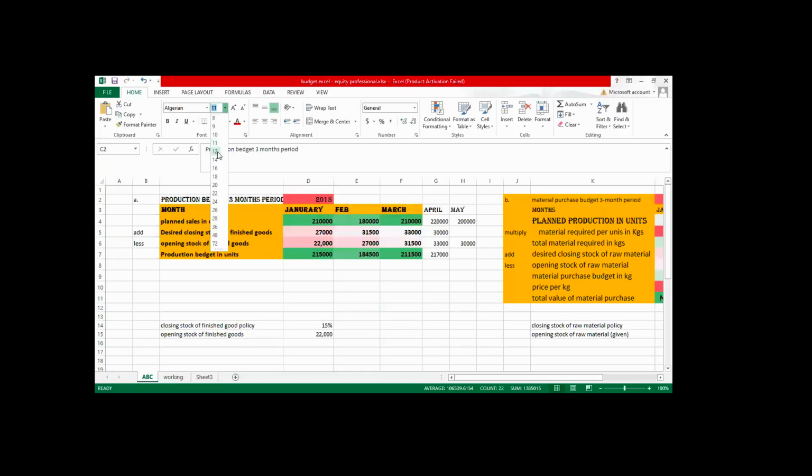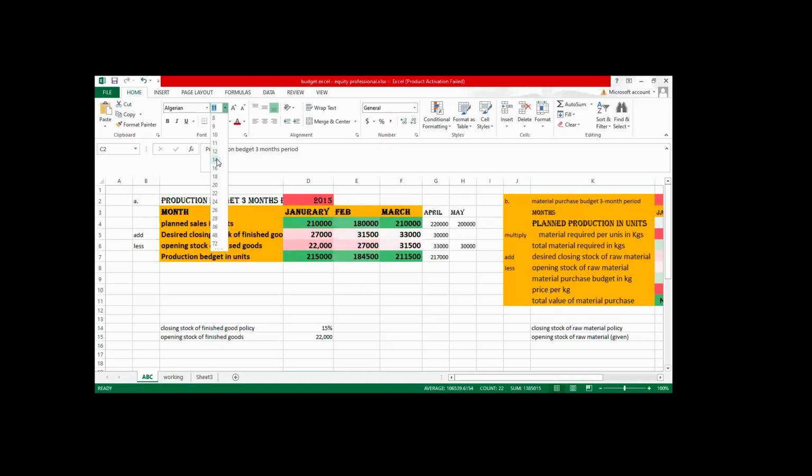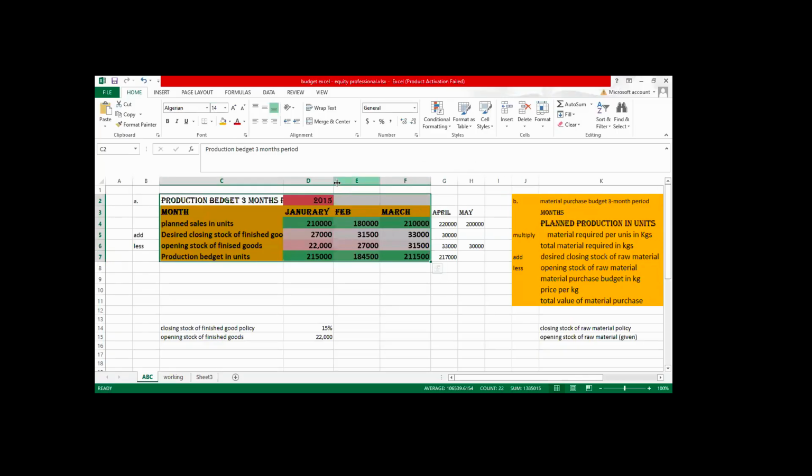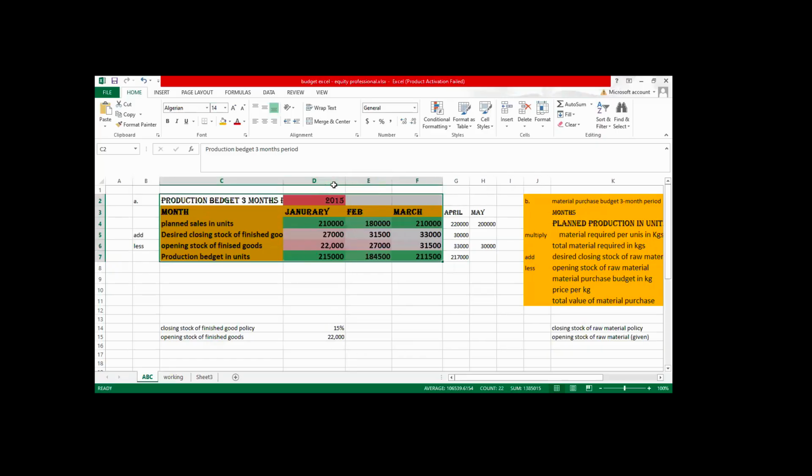Quickly, your cash budget will show your cash inflows and your cash outflows. At the end of the period, you are going to have net cash flows.